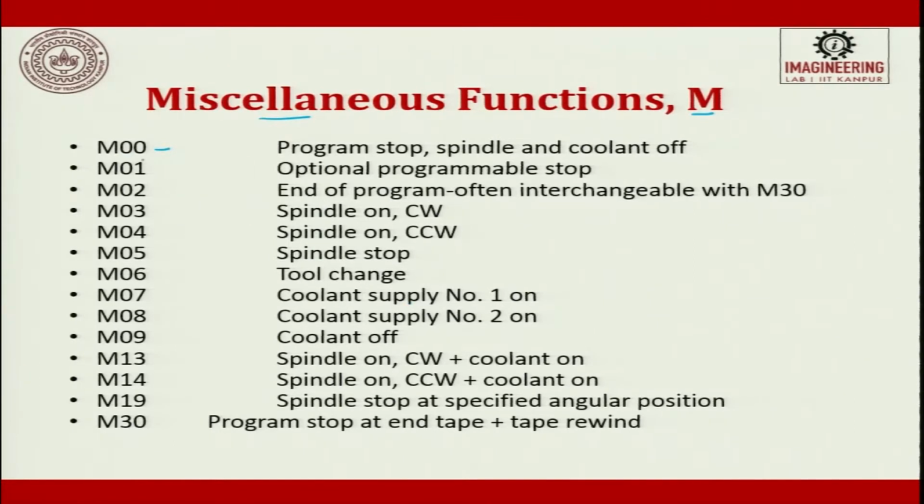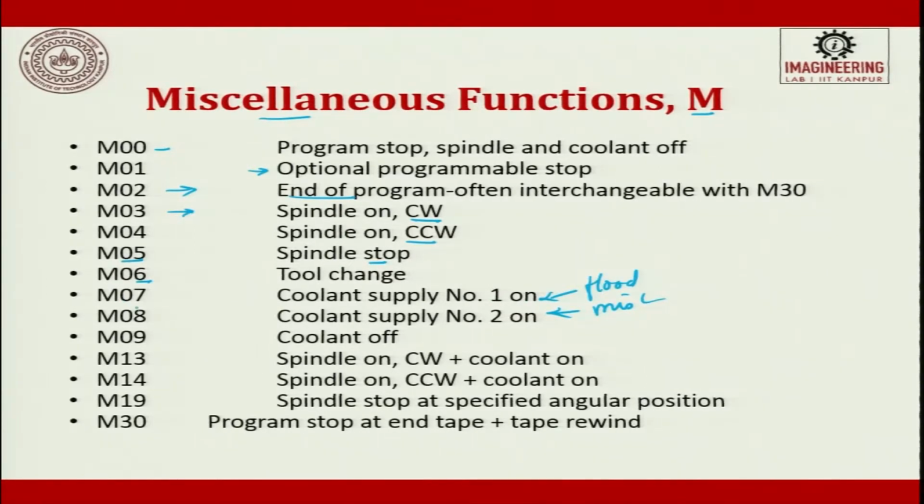M00 is program stop or spindle and coolant off, we use the M00 command. M01 is optional stop or a dwell cycle. M02 is end of the program. M03 is spindle move in clockwise direction. M04 is counterclockwise direction. If we want to stop the spindle, we give M05. Then for a tool change, we give M06, coolant supply on. This can be flood type, this can be mist type.